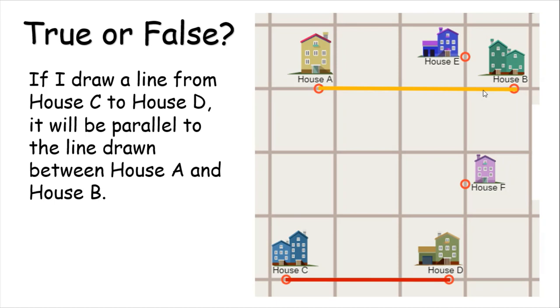And the answer is true. They are parallel. They might not be exactly lined up. They might not be quite the same lengths, but they are parallel to each other. And if we extended the lines and made them longer, they would continue the same distance apart all the way along and wouldn't get any closer together. So they are parallel. They are opposite. Parallel lines are opposite each other, but they remain perfectly opposite the same distance all the way along.